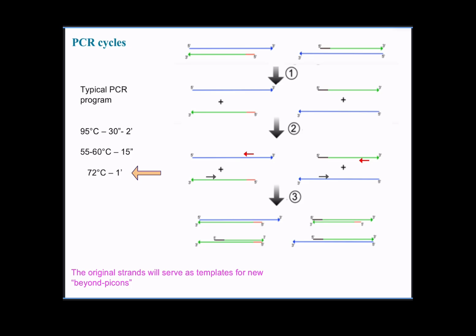So what I want you to notice, and this is something that those videos out there cover relatively well, but what I want you to notice real quick is that the very original strands of DNA present in the sample will always serve as templates for beyond pecans. Every single time that a primer binds to them, they will continue synthesis for as long as we let that Taq polymerase go, which is usually beyond what we need. Okay? So the original DNA strands will always serve as templates for new beyond pecans.